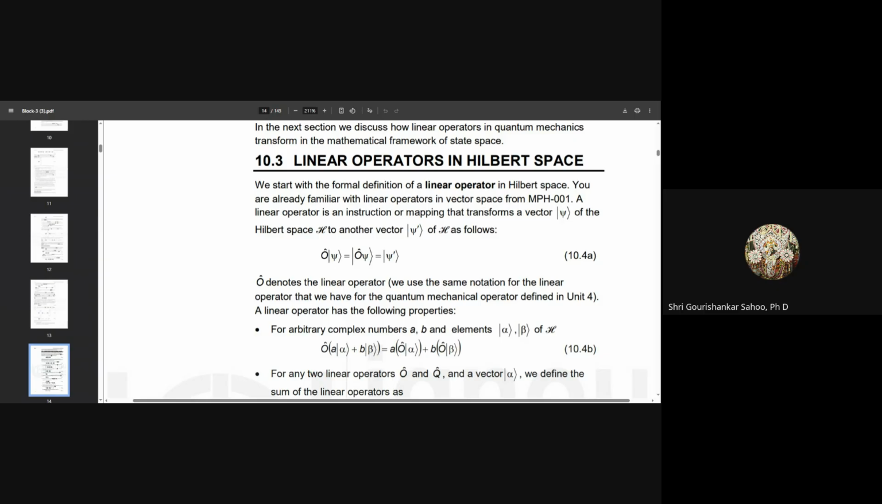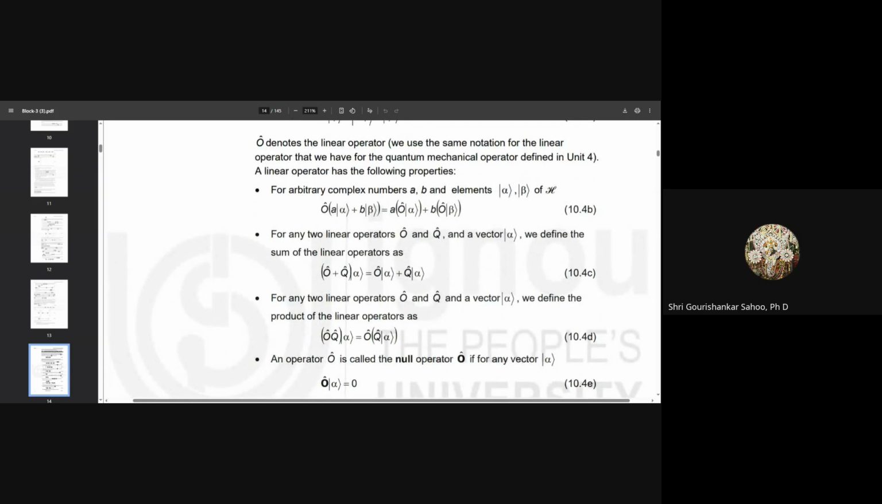And for arbitrary complex numbers a, b and elements alpha, beta of H, O cap (a|alpha> + b|beta>) can be written as a O cap |alpha> + b O cap |beta>. So O cap operated over alpha and O cap operated over the state beta will give you the eigenvalue of that operator.